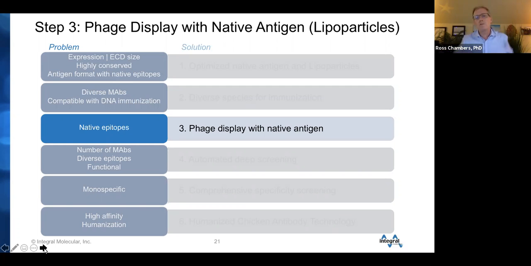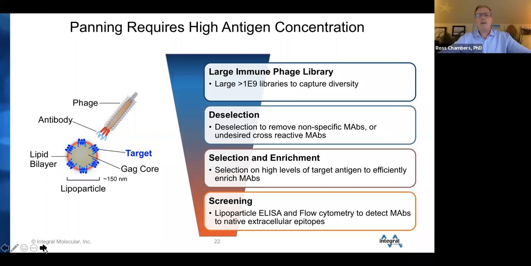And for that, we use phage display with native antigen. So a key thing with phage display is having high concentrations of antigen for the panning. So with phage display, you generate these very large libraries. So we will create large 1E9 libraries from those immunized animals using a variety of tissues. And you want to efficiently enrich those antibodies out of there. And for that, high antigen concentration is key. So for that, Lipoparticles have been very valuable for us. It represents a very highly concentrated form of the antigen and enables that efficient enrichment of the antibodies.